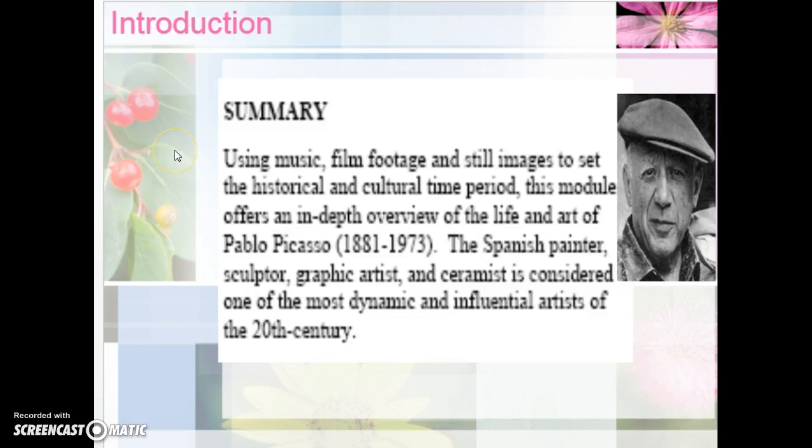The summary: using music, film footage, and still images to set the historical and cultural time period, this module offers an in-depth overview of the life and art of Pablo Picasso, 1881 to 1973. The Spanish painter, sculptor, graphic artist, and ceramist is considered one of the most dynamic and influential artists of the 20th century.